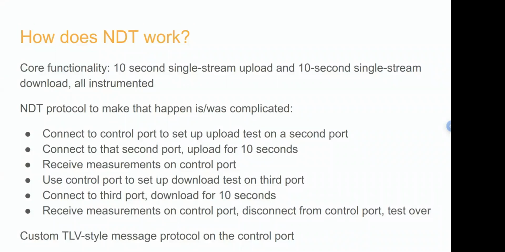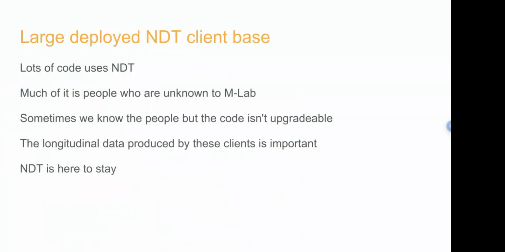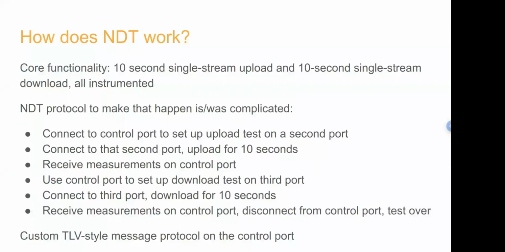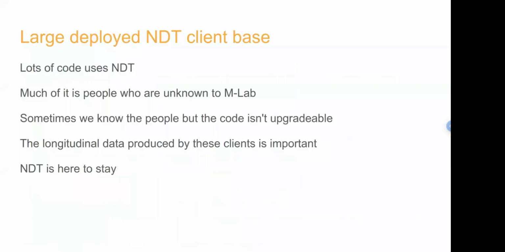Connect to that third port, download for 10 seconds, receive measurements on the control port, and disconnect from the control port. The test is over. So we have like 3 ports, and both the client and the server have to use them all the time. And it was all done with a TLV style message protocol on the control port, setting things up and sending things back and forth. That was how NDT worked.